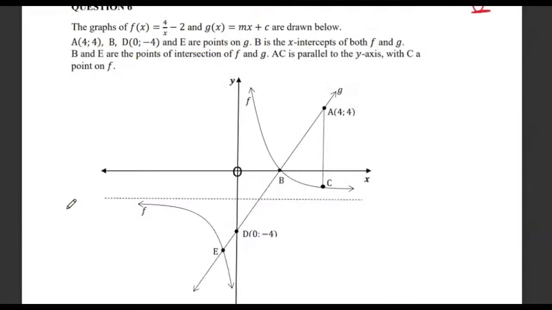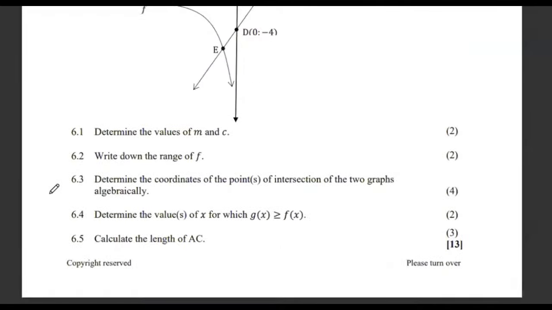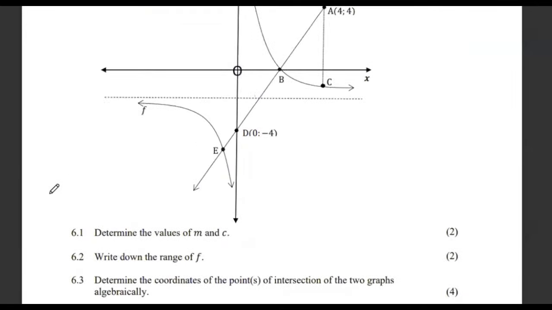Question number 6. The graphs of f of x equals 4 over x minus 2 and g of x equals mx plus c are drawn. A is (4; 4), B is unknown, D is (0; -4), and E are points on g. B is the x-intercept for both, and then points of intersection. AC is parallel to the y-axis. Determine the values of m and c.